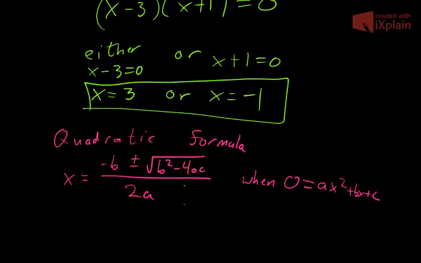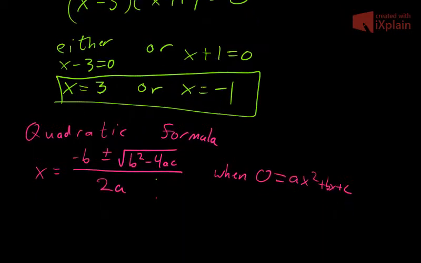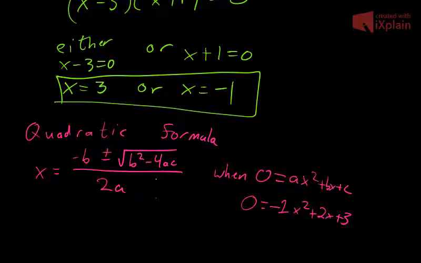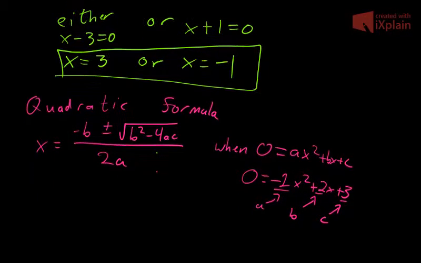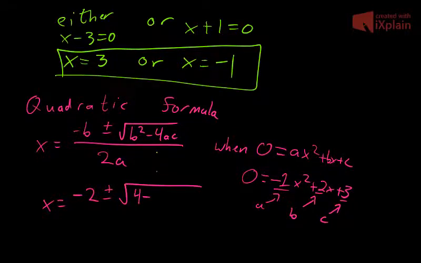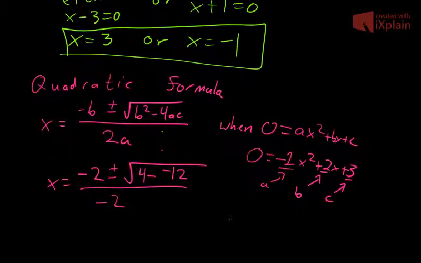So we could have just plugged in. I started with 0 equals negative 1 x squared plus 2x plus 3, and I could have plugged these in. That would be my a, b, and c here. So plugging my b in first, I would have x equals negative b, which is 2, plus or minus the square root of b squared would be 4, minus 4 times 3 times negative 1. 3 times negative 1 is negative 3, times 4 is negative 12. Divided by 2a, which would be negative 2.